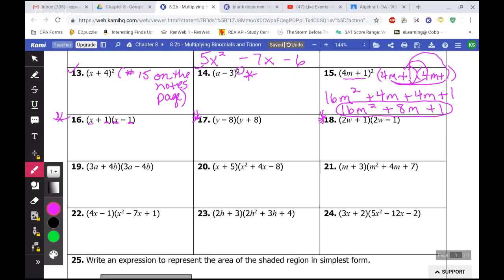But if you still apply FOIL, first x squared, and then outer minus x, and then inner plus x, and then last negative 1, because 1 times 1 is 1. See these two middle terms? They cancel out. So your final answer is x squared minus 1.